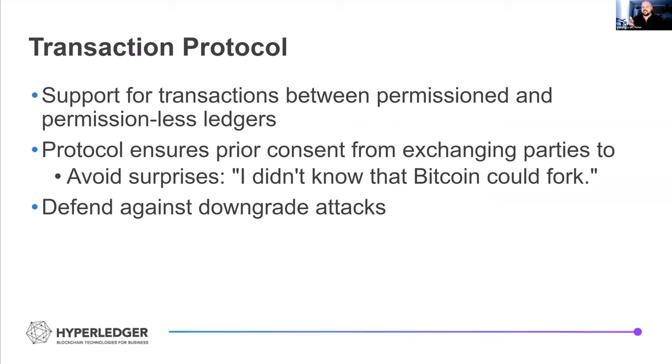I just want to reiterate again that there could be surprises if you expect too much from Cactus. For example, you forget that on Bitcoin, it is possible that the ledger just forks, which is not under your control or our control or anybody else's control.